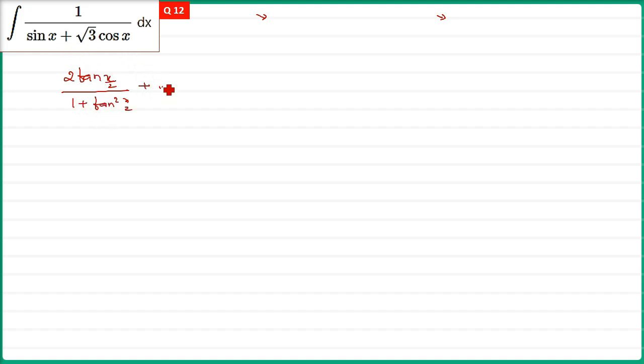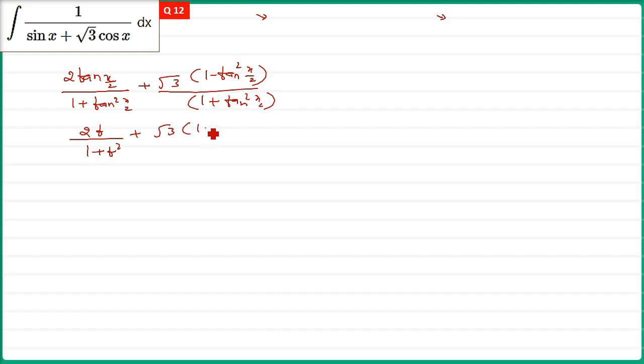How about the cos x? It's root 3 times 1 minus tan square x by 2 divided by 1 plus tan square x by 2. I have just replaced sin x and cos x in tan x by 2 form. So I am writing tan x by 2 as t just to make it easier for you to understand. I am not actually equating it right now. So 2t by 1 plus t square, where t is tan x by 2 here, and 1 minus tan square x by 2 over 1 plus tan square x by 2.